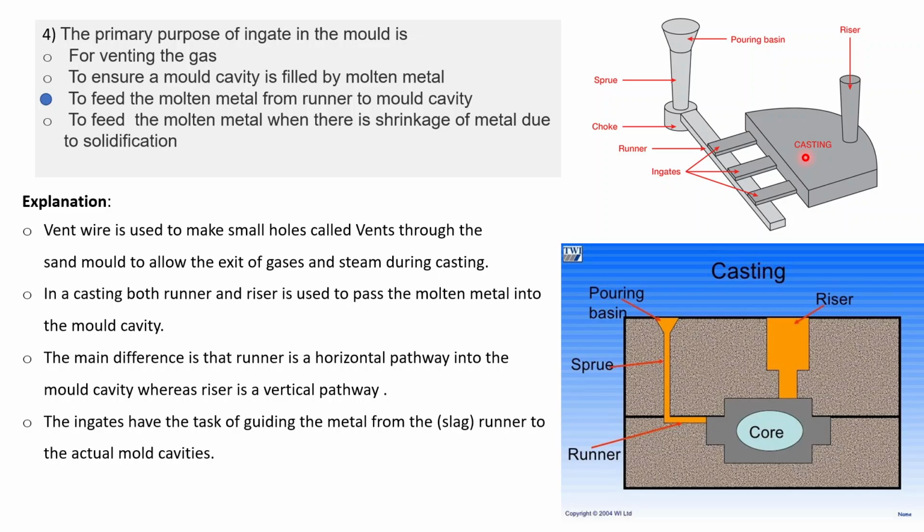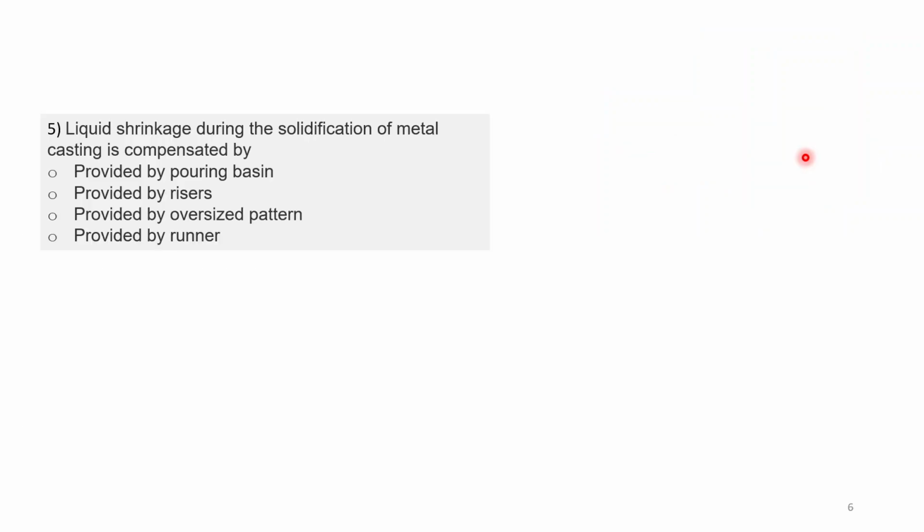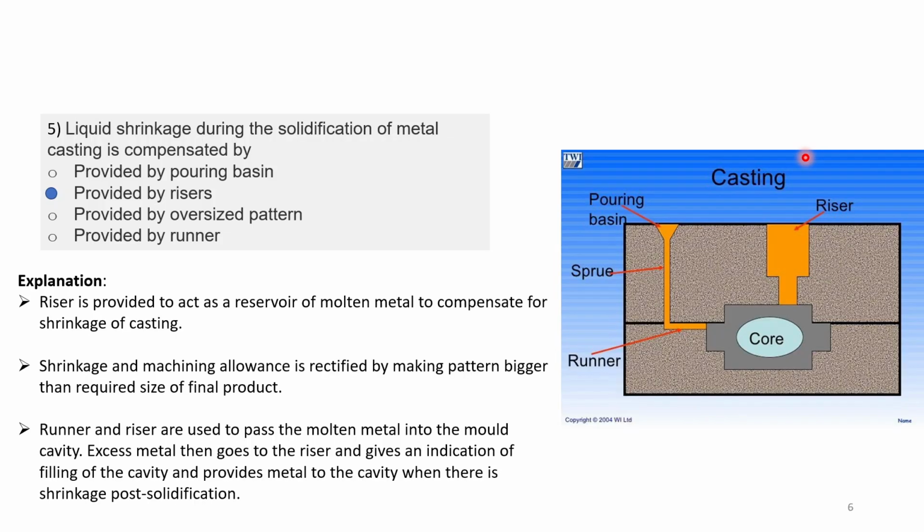Next question is, liquid shrinkage during the solidification of metal casting is compensated by. Your options are pouring basin, risers, oversized pattern, or runner. The answer will be riser. Again, you have to remember this image. After liquid shrinkage, after the filling of the cavity, the molten metal appears in the riser. So it also gives you an indication of the filling of the cavity, and it also provides any material that is required for after shrinkage. So the riser has multiple purposes.